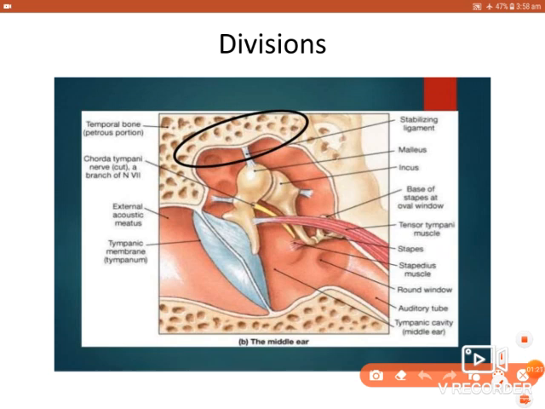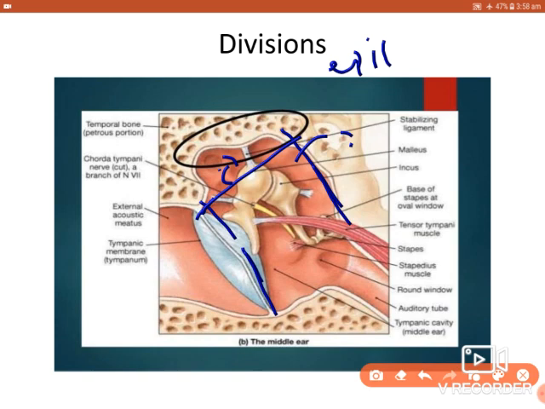Here this is the enlarged view of the middle ear. Laterally, you can see the medial surface of the tympanic membrane. Medially, this is the medial wall of the middle ear, which separates it from the inner ear. Then this is the upper end of the tympanic membrane. A line goes towards medially. The part above this is called the epitympanum.